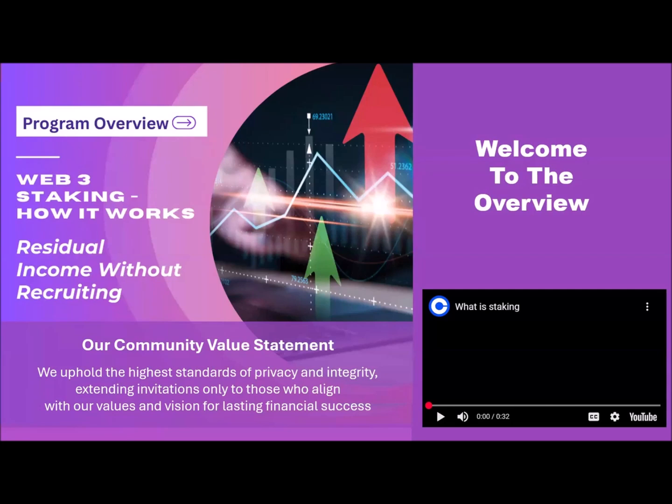All right, so before I get started, I want to share with you our community value statement. We uphold the highest standards of privacy and integrity, extending invitations only to those who align with our values and our visions for lasting financial success. So we're all about honesty, transparency. We're about realness, ladies and gentlemen, and we're about financial wellness for the people that we partner up with.